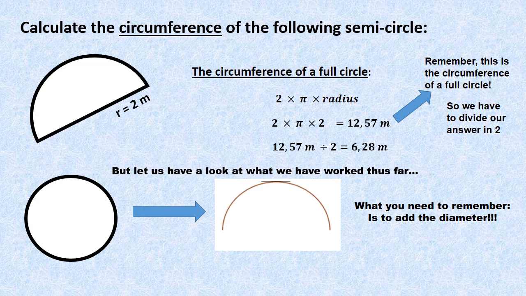So you need to remember to add the diameter together with your answer, because do you see that there's that line missing? And if the radius is 2, double that will give you the diameter. So the diameter is 4. So you have to remember to add 4 meters to your answer to get the complete circumference of that semicircle that was given, and that gives you 6.28 plus the diameter 4 gives you 10.28. Now we are done.